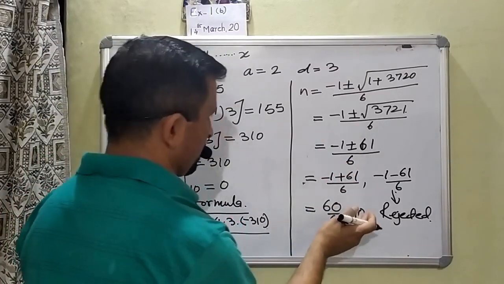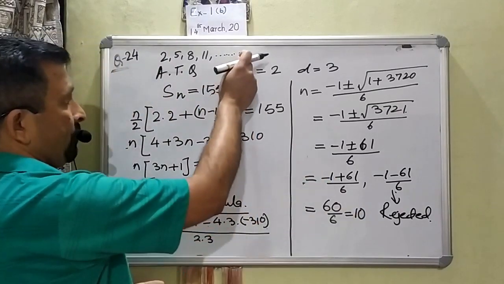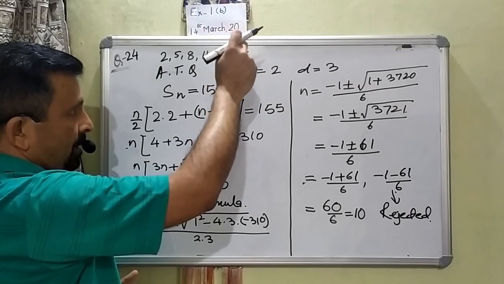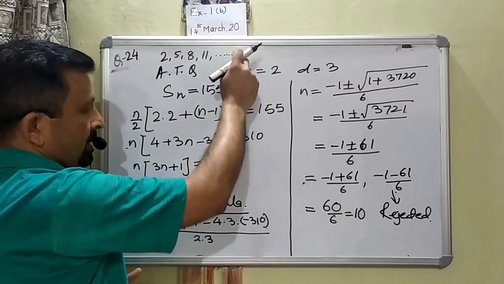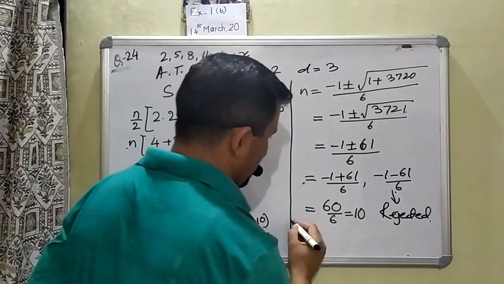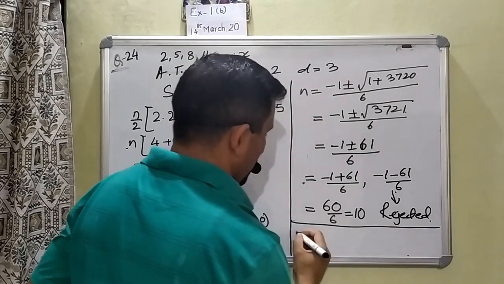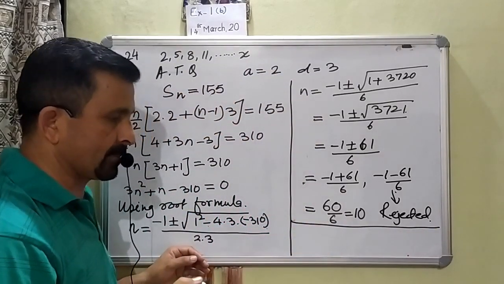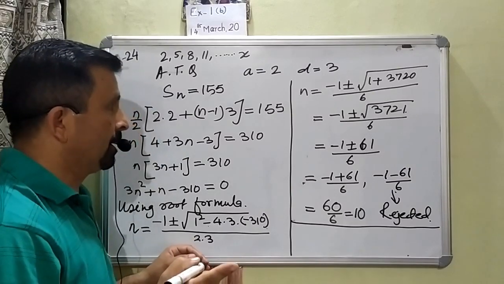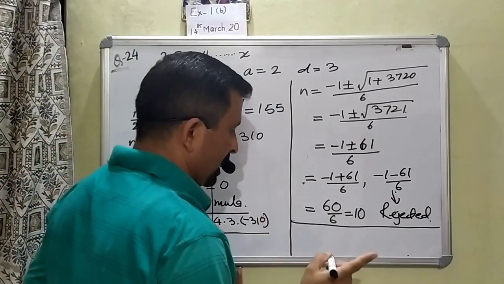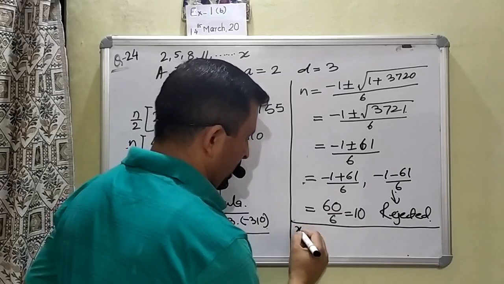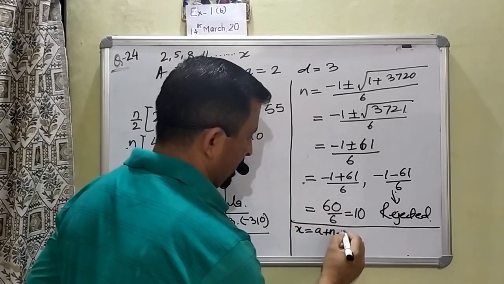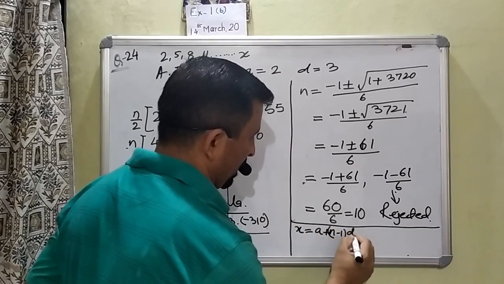Now, after n is calculated, we can find out the value of x, because x is the last term. x is the last term. So we can use the last term formula. The last term formula is a plus (n minus 1) into d. So x will be equal to a plus (n minus 1) into d. I am writing the formula first of all.